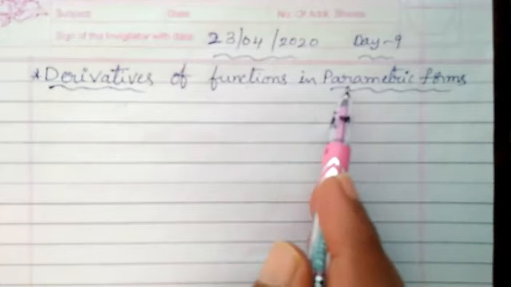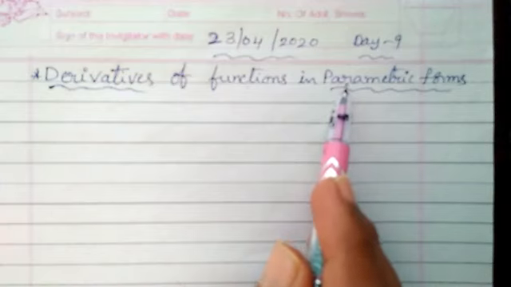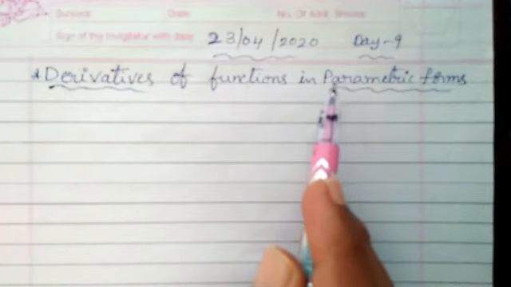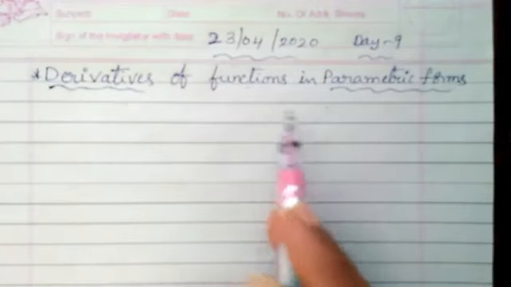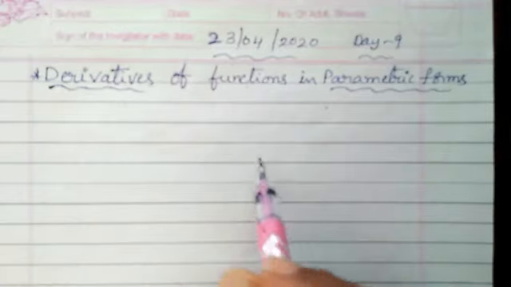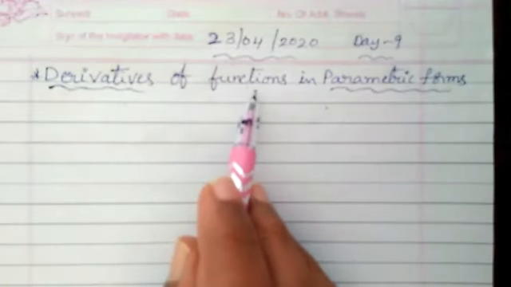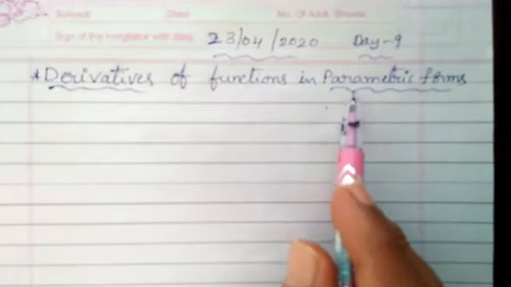A parameter is nothing but one more variable. This variable makes a relation between these two variables, x and y. So now we are doing the derivative of such types of functions. What type of functions? Functions in parametric form.